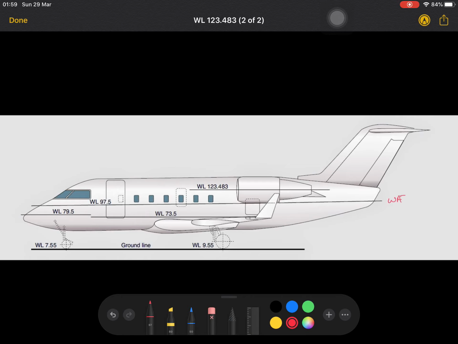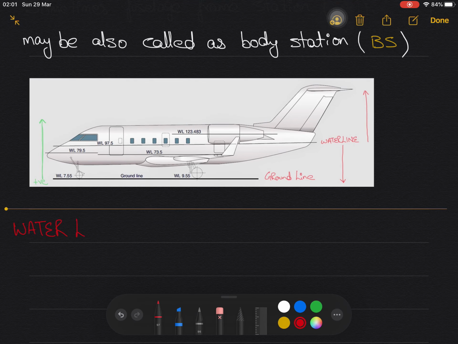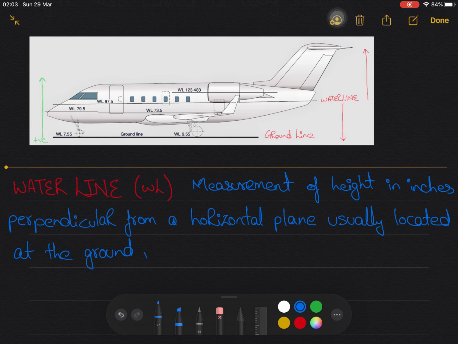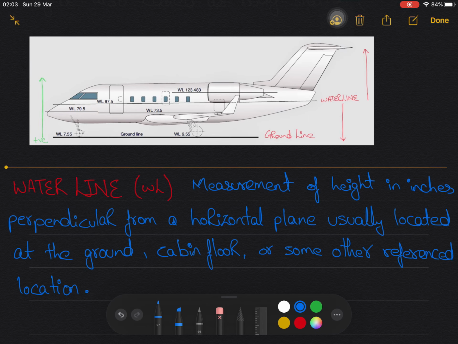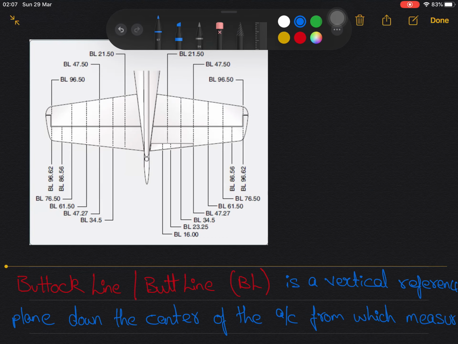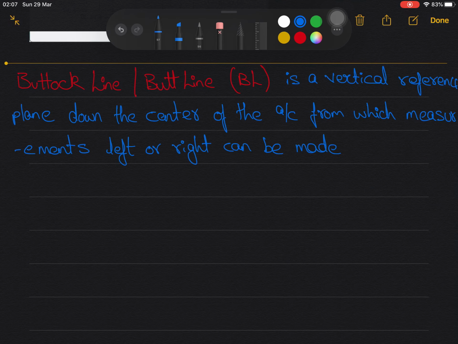These are the water line and ground line, with respect to which measurement of height in inches is taken perpendicular from a horizontal plane, usually located at the ground as ground line or cabin floor, from which up and down measurements will be taken, or from some other referenced location. Now we will see the buttock line or butt line, which is a vertical reference plane down the center of the aircraft from which measurements left or right can be made.